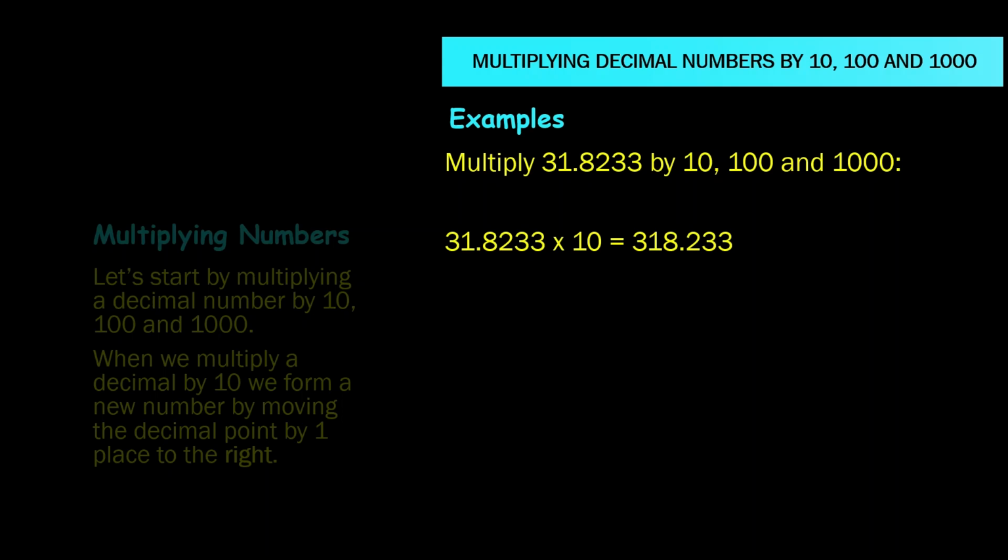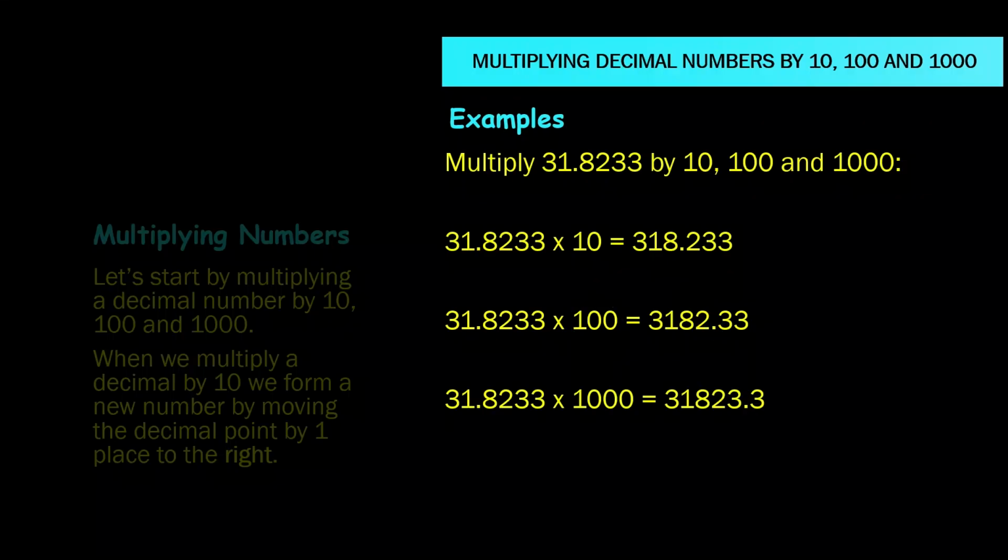So if we multiply 31.8233 by 10, we get 318.233, the same digits with the decimal place shifted one place to the right. Similarly, if we multiply 31.8233 by 100, we get the same digits with the decimal place shifted two places to the right. And finally, if we multiply 31.8233 by 1000, we get the same digits with the decimal place shifted three places to the right.